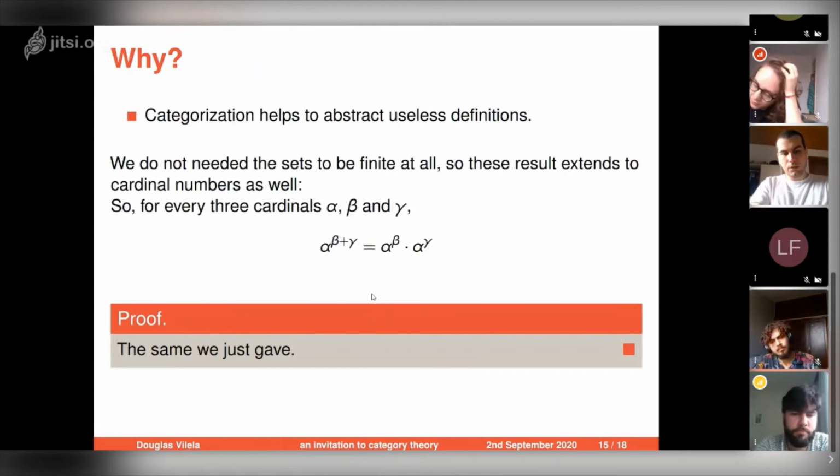And the structure of the proof, actually the proof itself, is just the same that we just gave. So this process of categorization, this process of translation from one expression to another, helps us to see what is really necessary for proving and what is not. So even in proving one simple thing, we can extend this proof to proving another thing with the same argument.